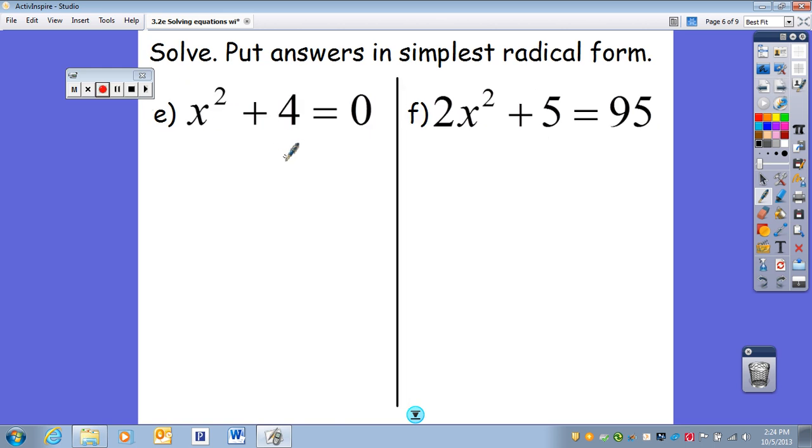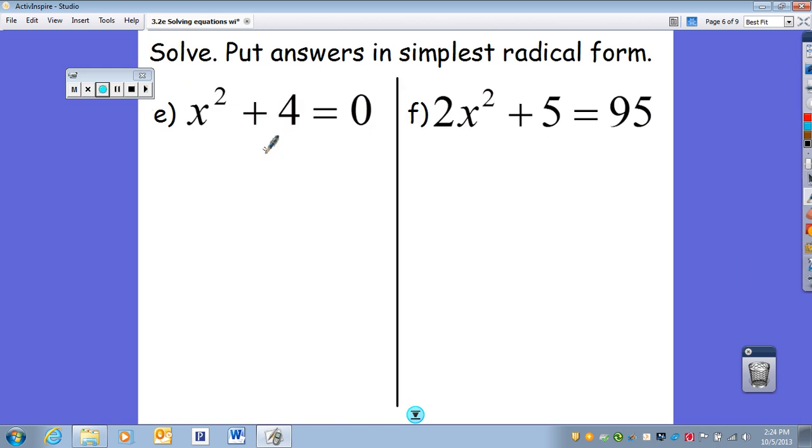In our next example, we have x squared plus 4 is equal to 0. So we're going to subtract 4 from both sides. We have x squared is equal to -4. When we do the inverse operation, which is to take the square root of both sides, we know that we cannot take the square root of a negative number in the real number system, so this one will be no solution.